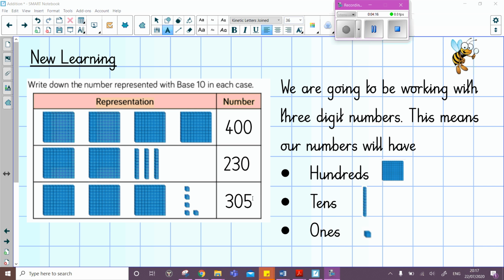So hopefully this is the answer you've got here, because we've got 100, 200, 300, so 3 in the hundreds column, and then we have 1, 2, 3, 4, 5 ones. We have no tens, so our 0 is going there as a placeholder to show that there are no tens, but there are 5 ones, so 305. Well done.